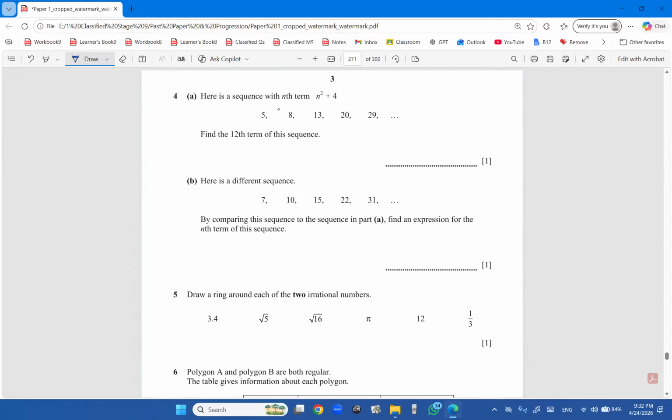Here is a sequence with nth term n squared plus 4. Find the 12th term. So the 12th term, I'm going to say 12 squared plus 4, 144 plus 4, 148.